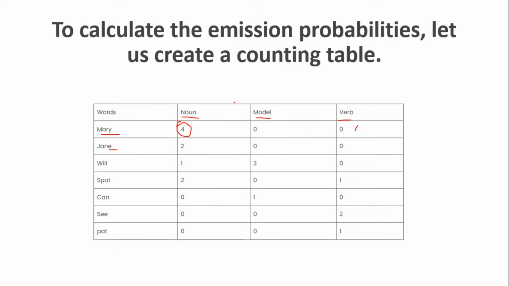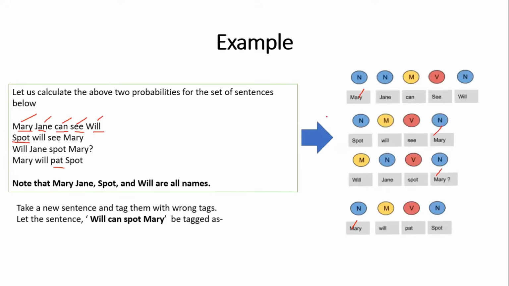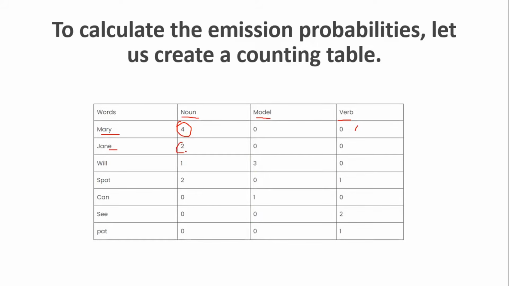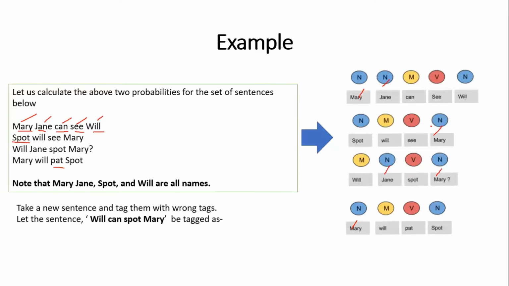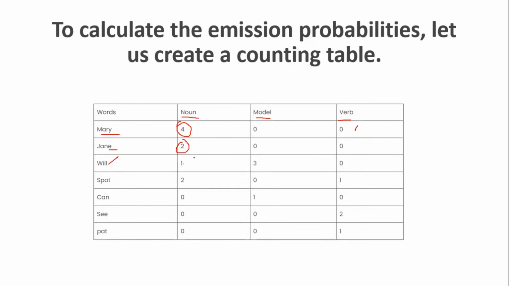Similarly, check how many times Jane appeared as noun. Here you can see Jane, noun 1, and Jane, noun 2. So this value will be 2, and the modal and verb combinations will be 0. Then Will: how many times did Will appear as noun? 1. In the remaining 3 cases, Will appeared as modal. So Will appeared as noun once and as modal 3 times, and as verb 0.